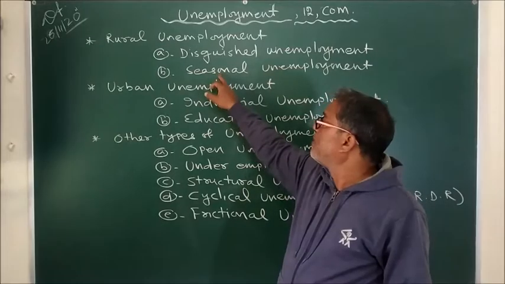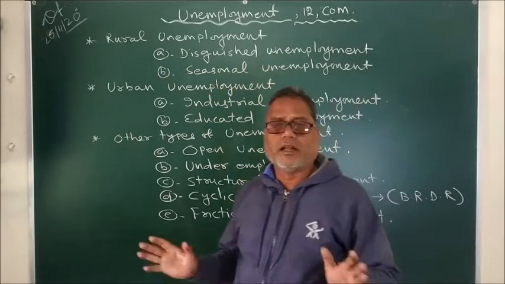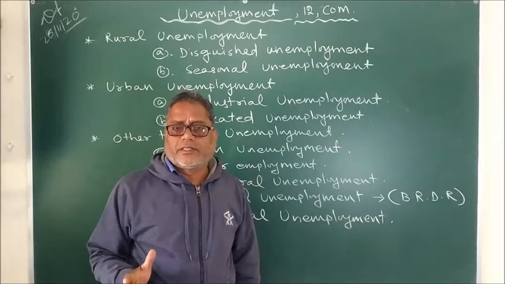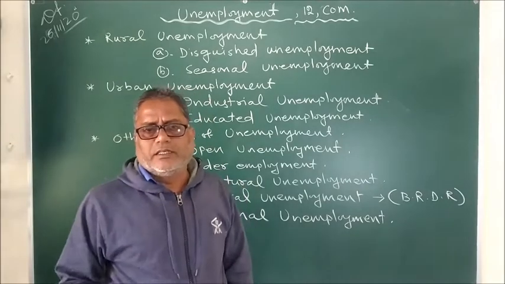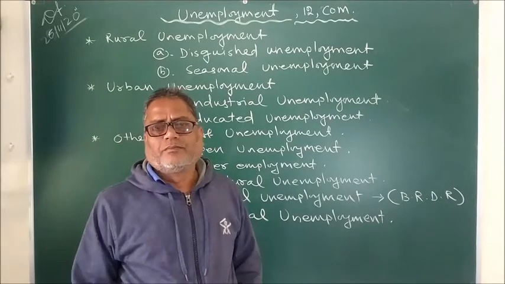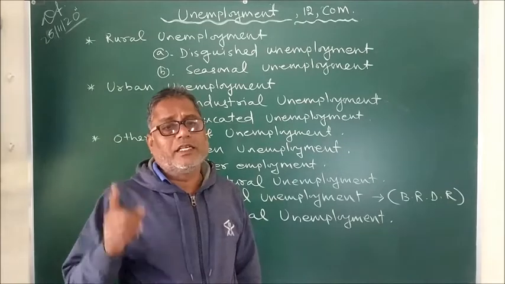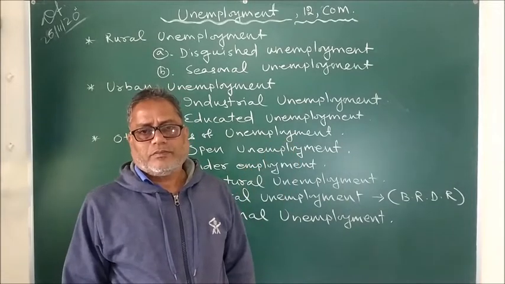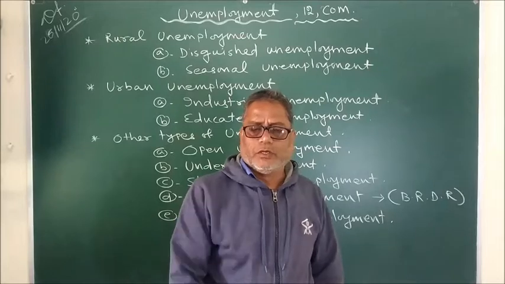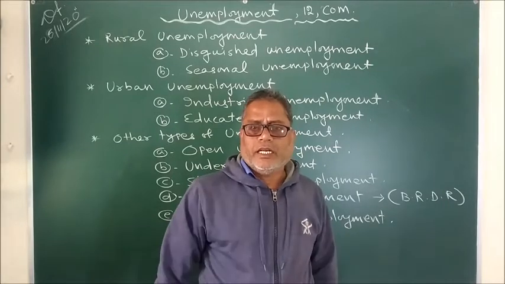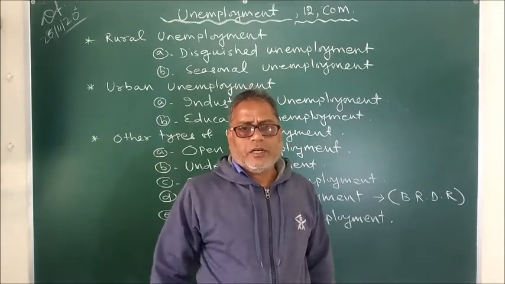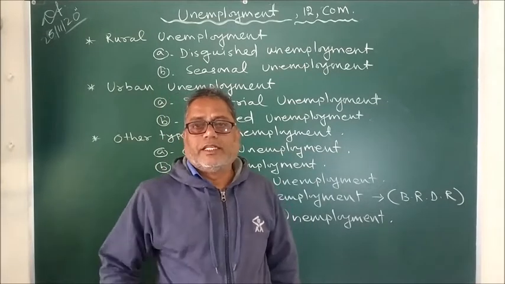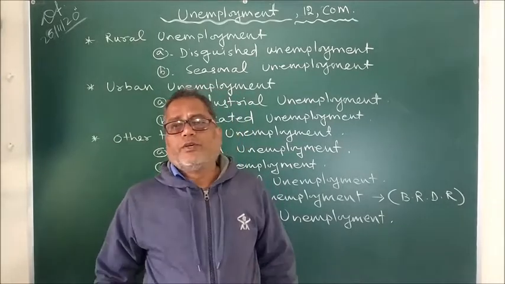The second type of unemployment is seasonal unemployment. What is seasonal unemployment? In farming, the farmer never needs labor all along the year, because only for some months he needs labor, and the remaining time he doesn't need any labor. For example, during harvesting the crop, I need labor. During transplanting the crop, I need labor. But there is more than a 3 months gap between transplantation and harvesting, and during that interim time, I don't need any labor.